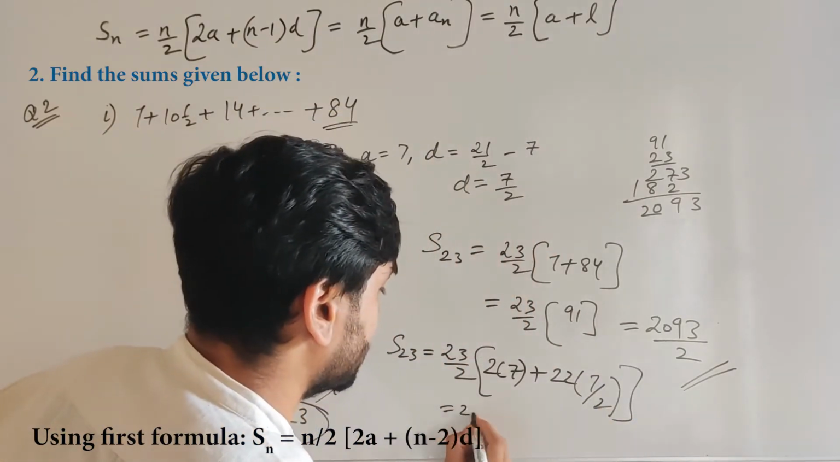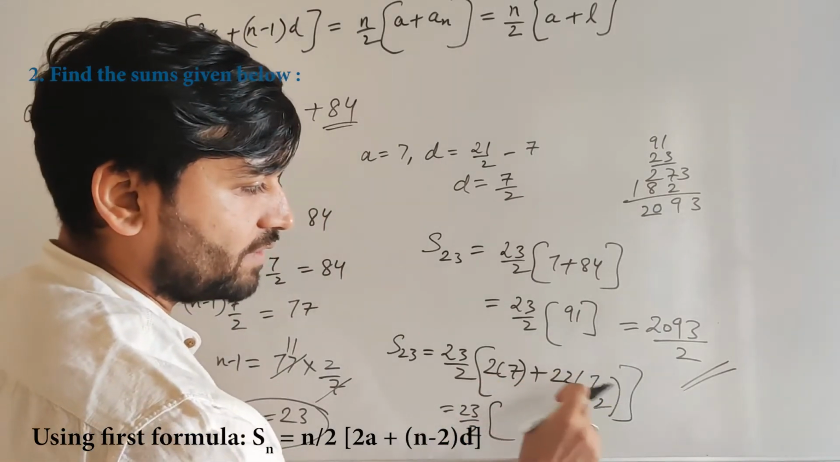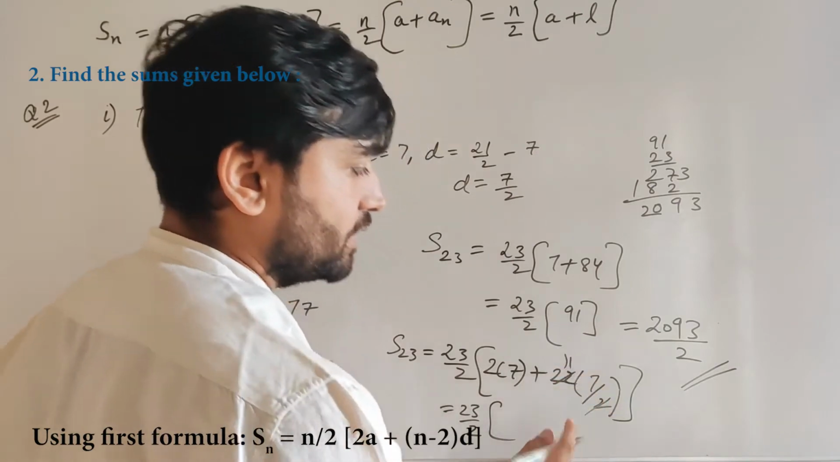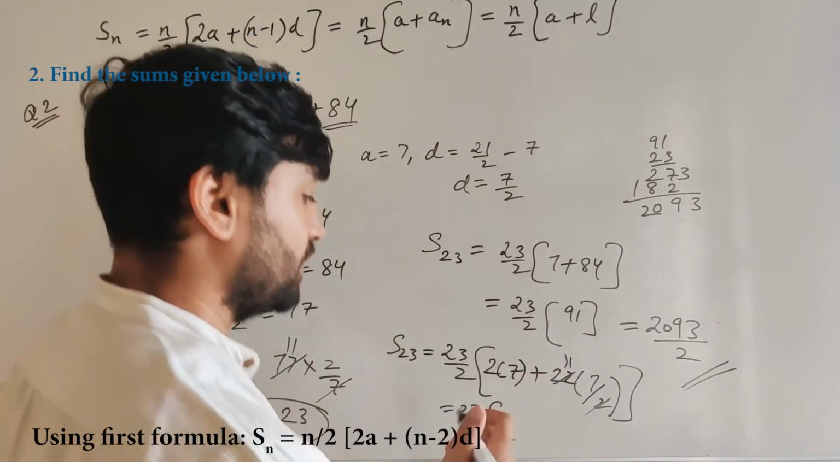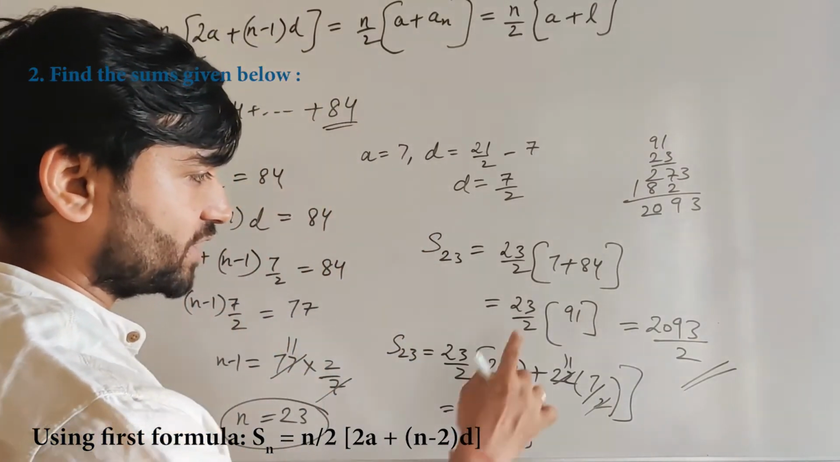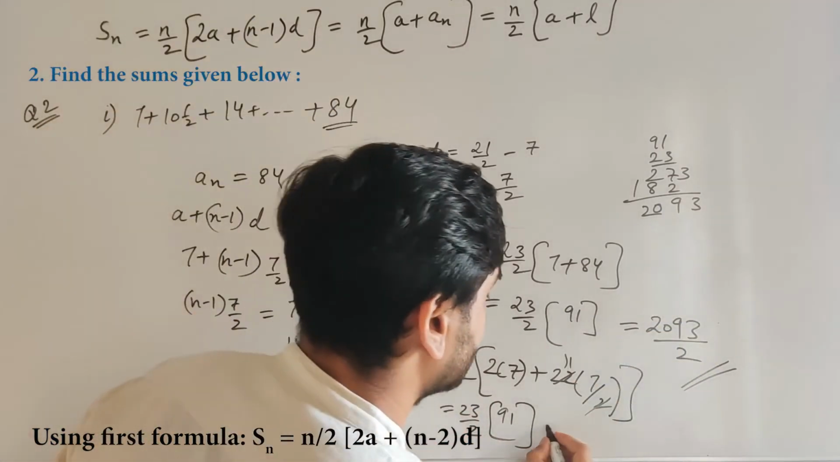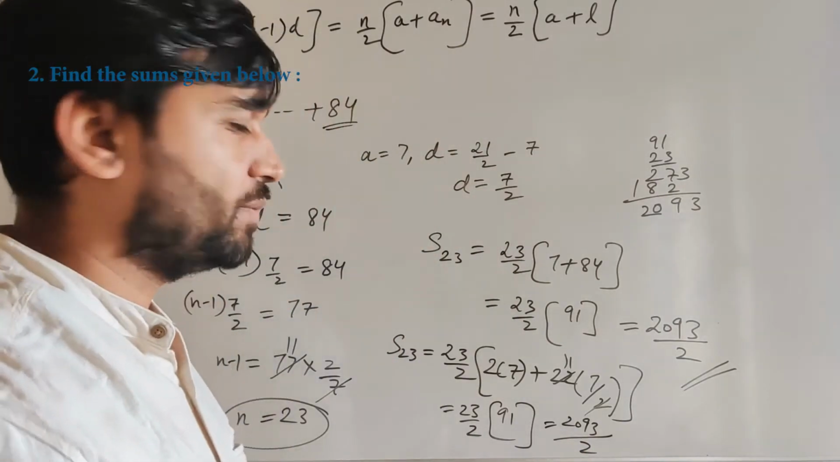Okay, I simplify. So 23 by 2, this is 14. This 2 and 22 will give you 11. So 11 into 7 is 77. 77 plus 14 is 91. So you get the same term, if you can see, 23 by 2 into 91, which is the same as 2093 by 2. You'll get the same answer.